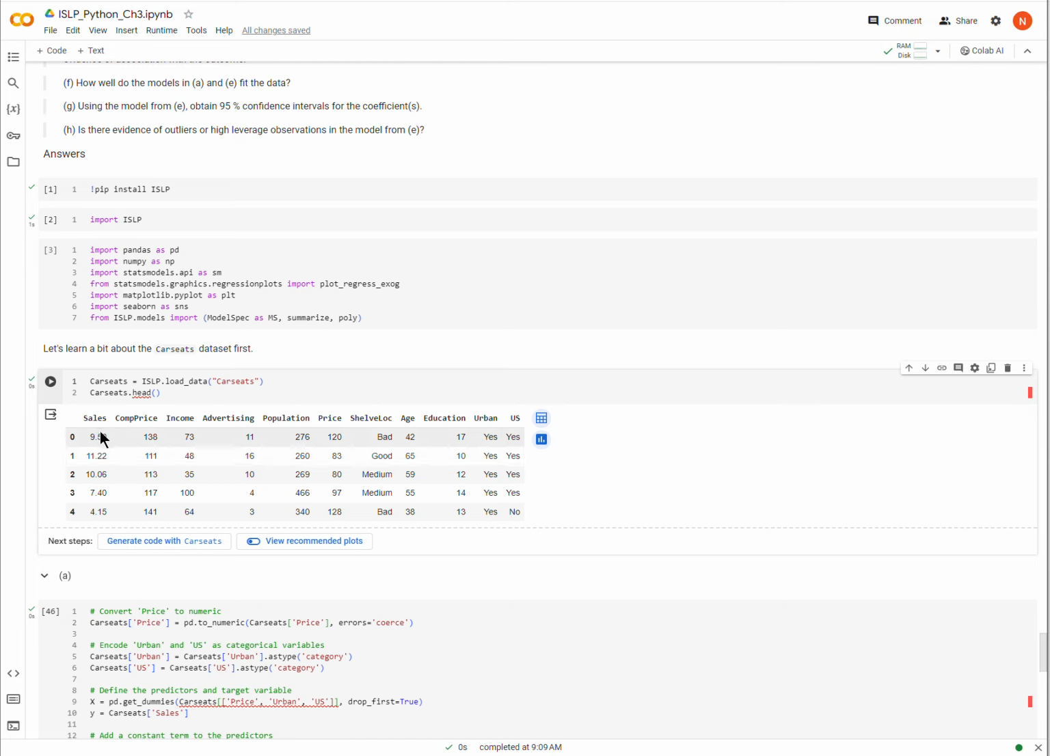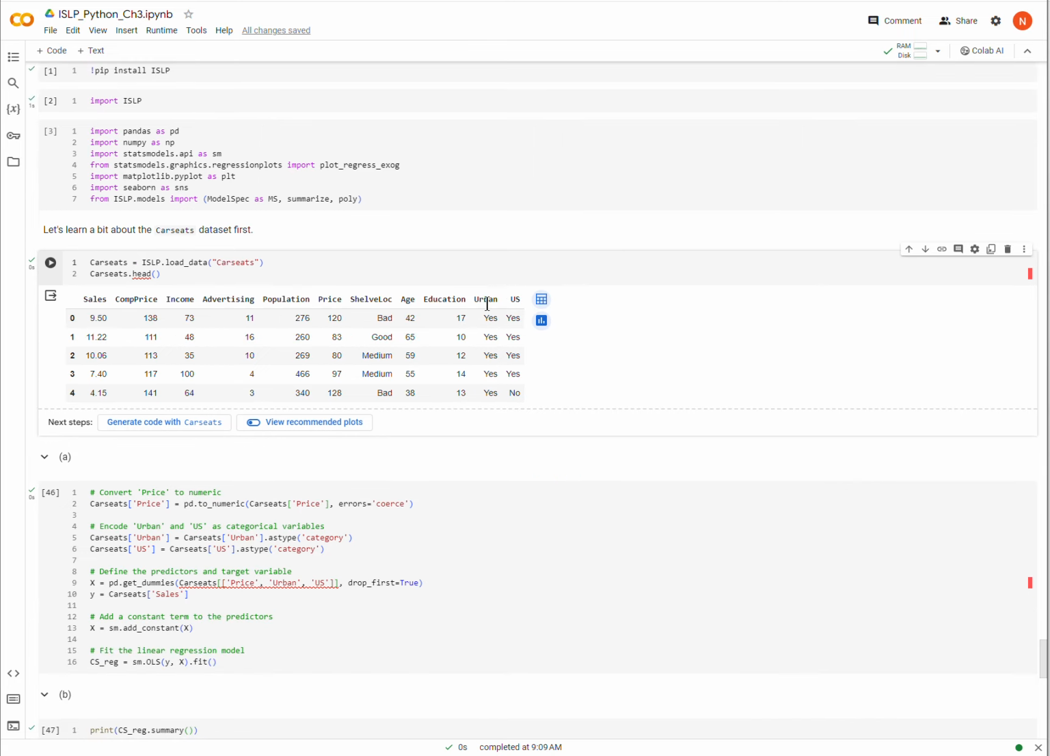Oh, I should say I did some background reading here. This whole data set is car seat sales across 400 different stores, and sales is the number of sales in thousands of units. The other one is price, so the price of these car seats. And urban and US are categorical variables, where the store is either located in an urban setting or not, and it's located in the US or not.